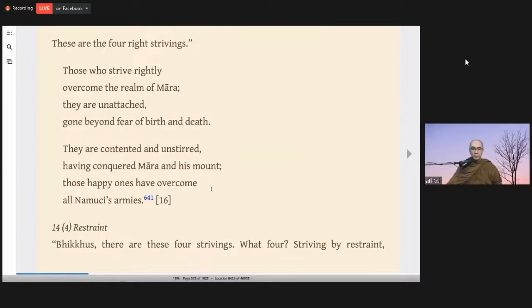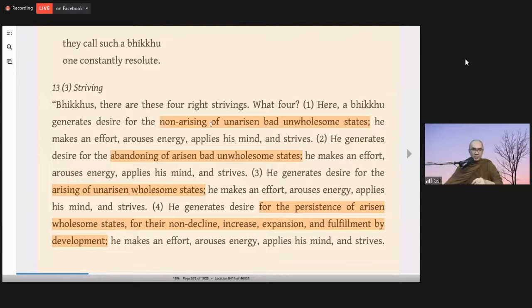So here, now this one is the four right strivings. Okay, the next one I also want to look into. Now, what you're seeing in front of you right now on the screen tells you the concept of striving. It tells you the understanding of what to strive for. What is the Samma Vayama, or what is the four right strivings?